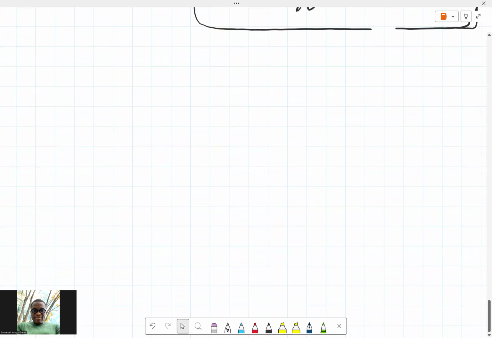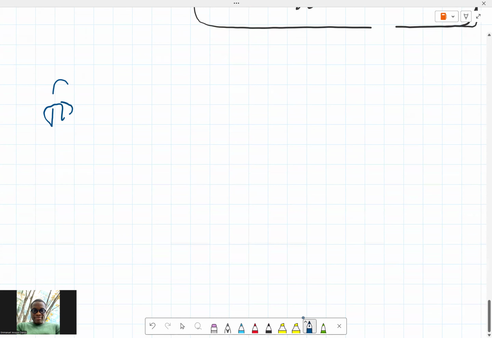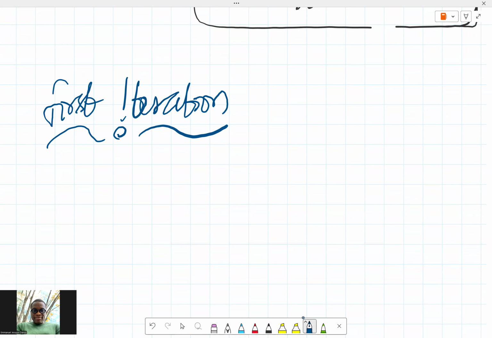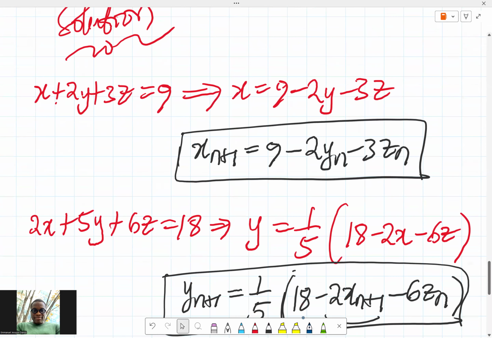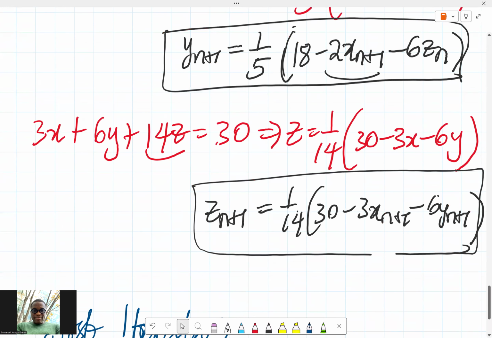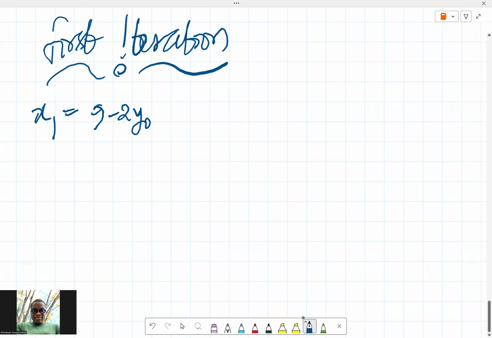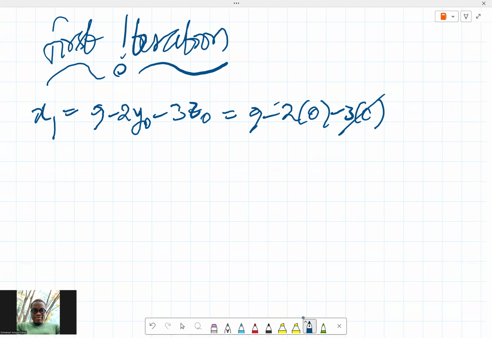Let's do the first iteration. So that's where we find x1, y1, z1. So we have x1 equals, from the expression we have here, if n is 0, x1 equals 9 minus 2y0 minus 3z0. That is equal to 9 minus 2 into 0 minus 3 into 0. So this cancels out, and x1 is equal to 9. So we have that straight up.